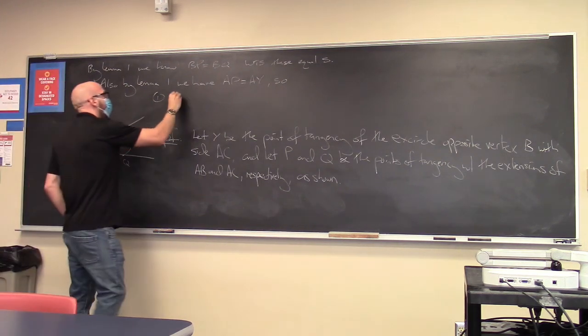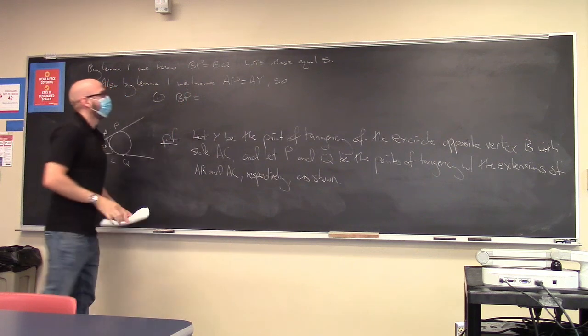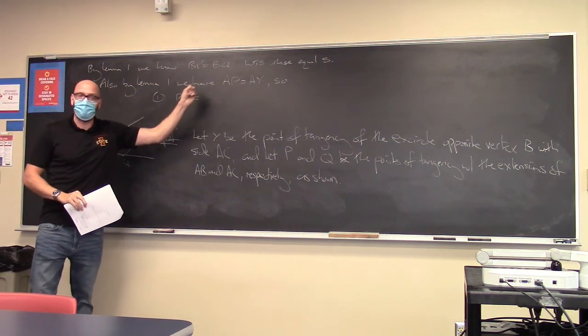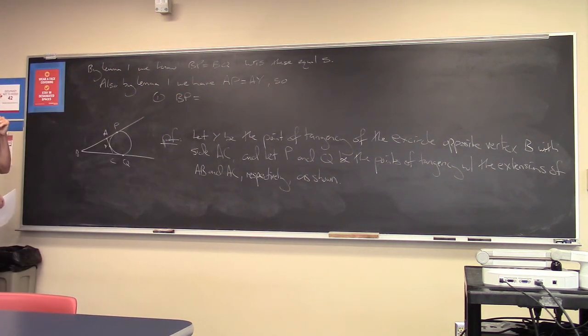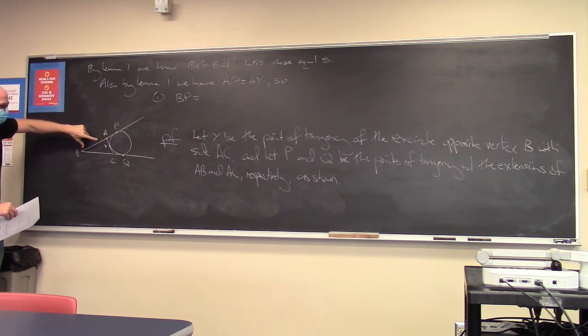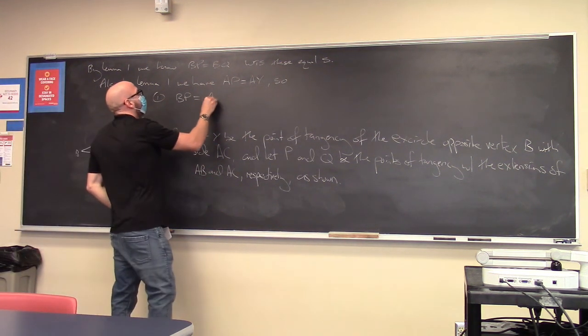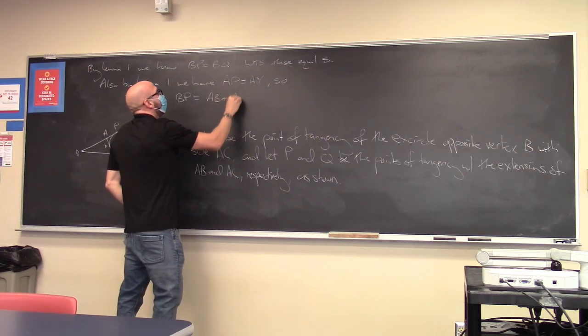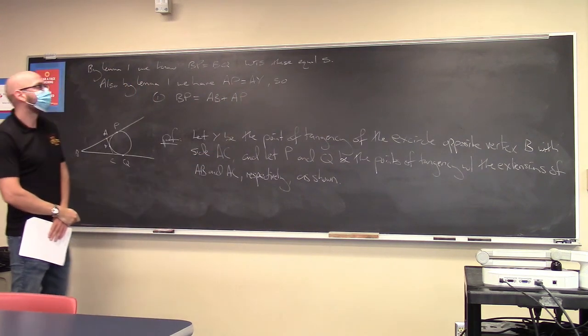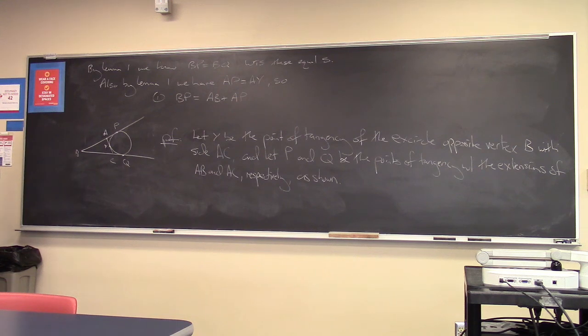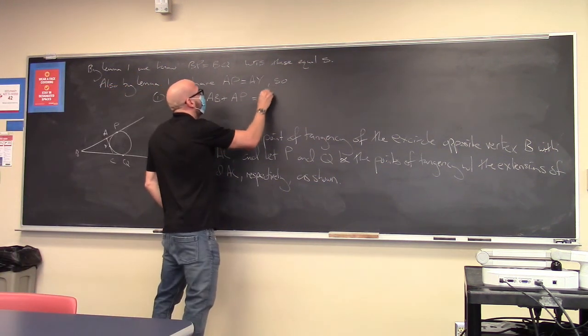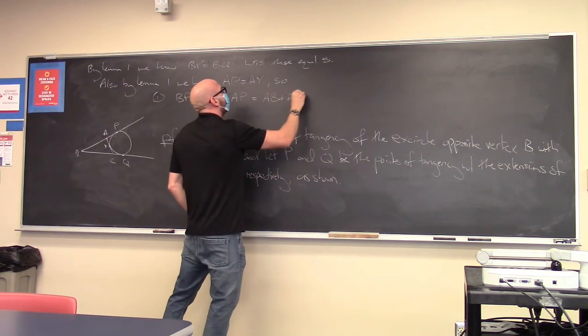What's BP? I'm hoping to show that BP or BQ equals S. So let's work with BP. Another way to write the length BP is as AB plus AP. But by our above observation, AP is equal to AY. So I'll call this AB plus AY.